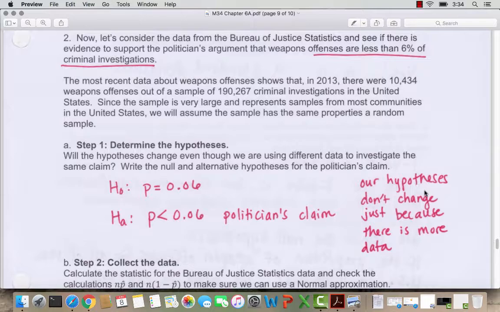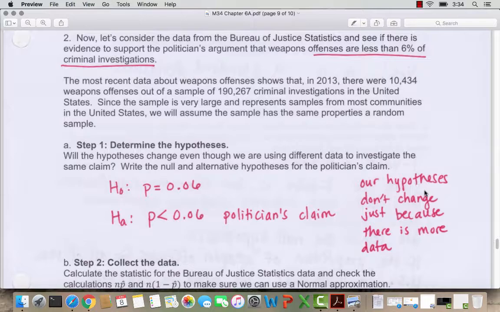So since the sample is very large and it represents samples from most communities in the U.S., we are going to assume that the sample has the same properties as a random sample. Sometimes as statisticians, we do this because we can't always get a random sample, but we can get what we call a representative sample.